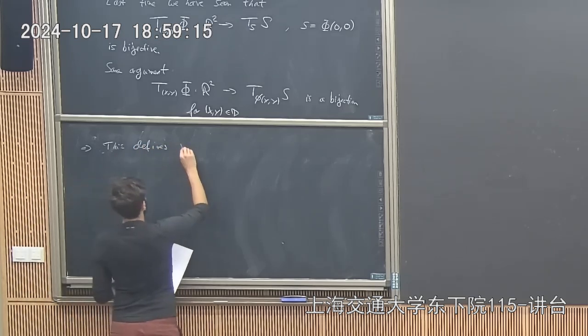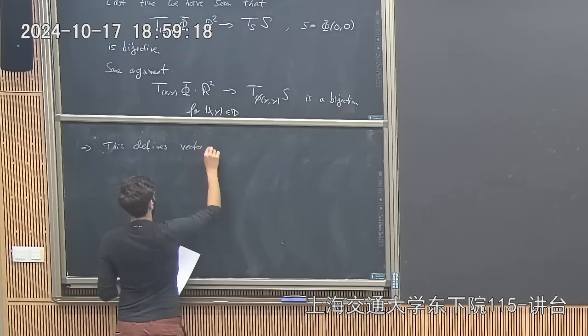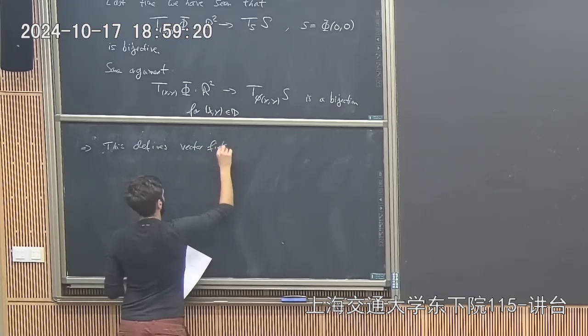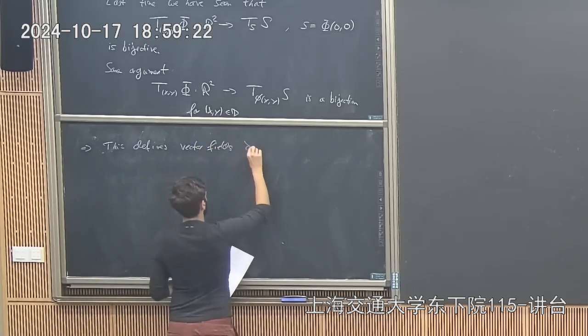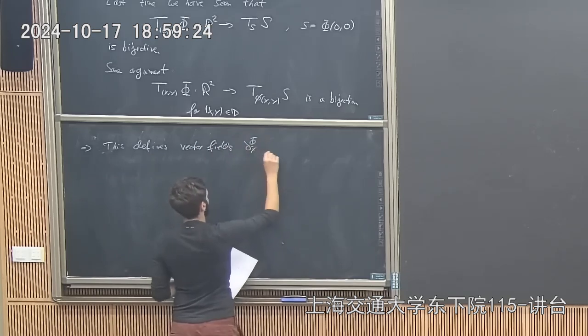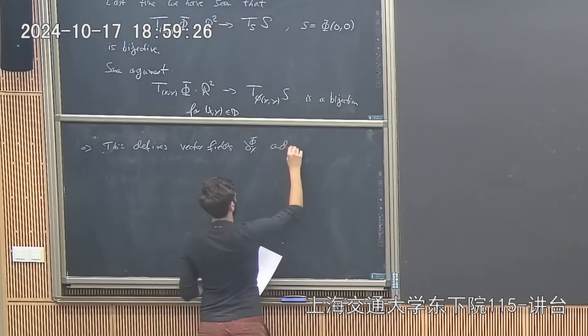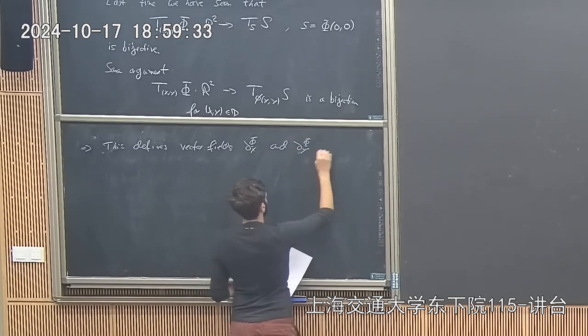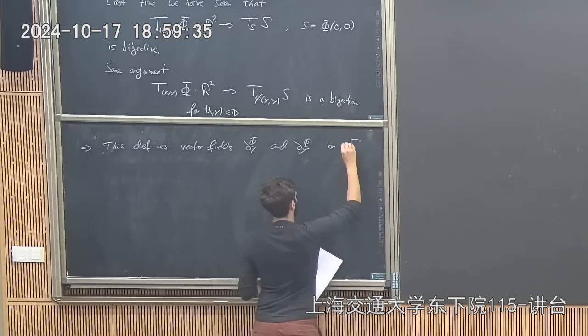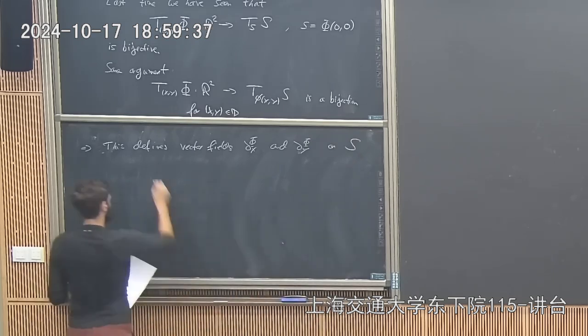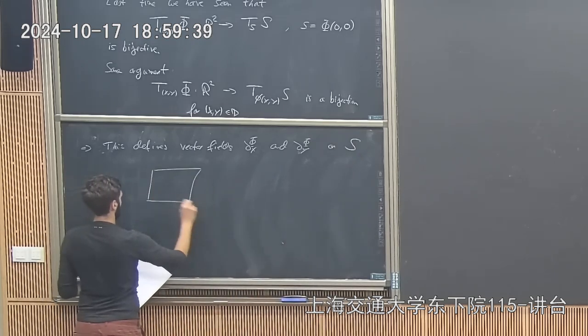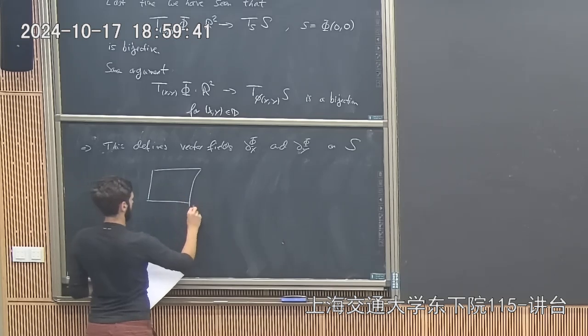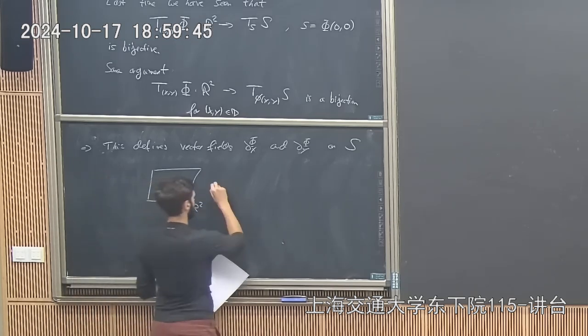The definition defines vector fields ∂x φ and ∂y φ on S. So maybe just look at the picture again. That's like an open subset of R2.